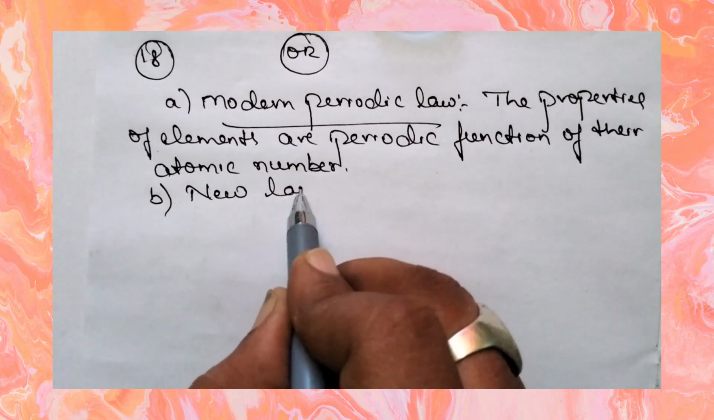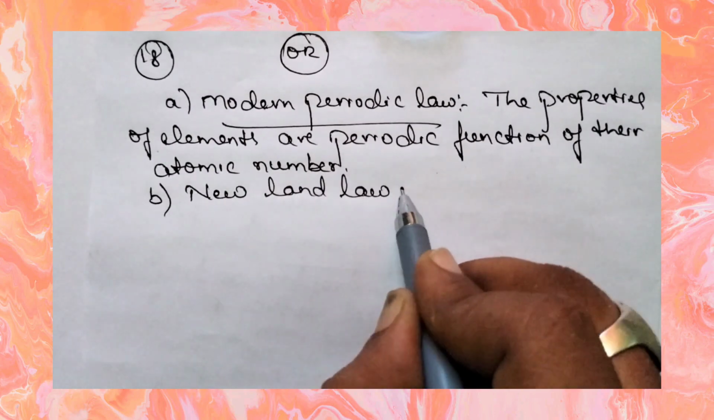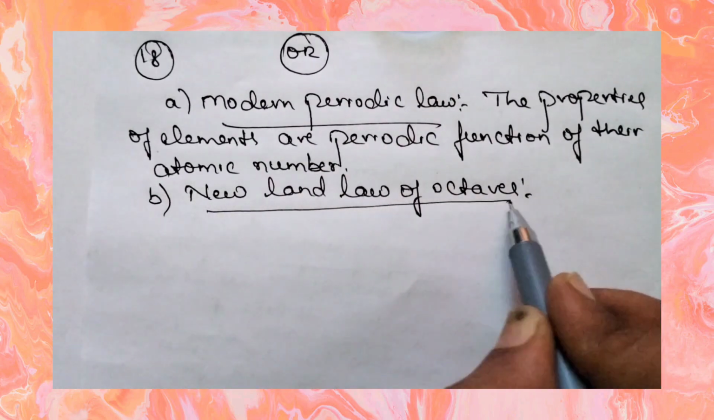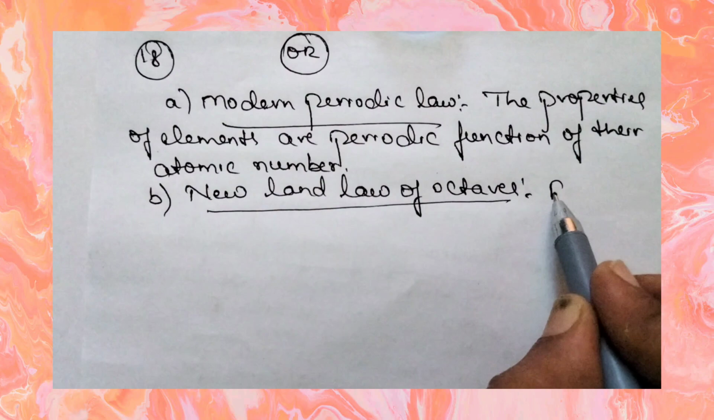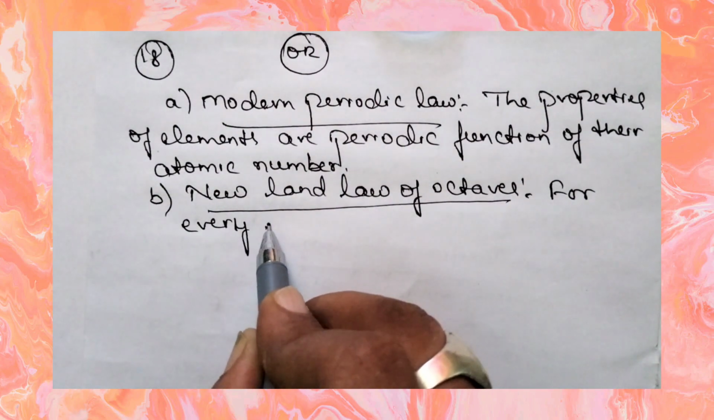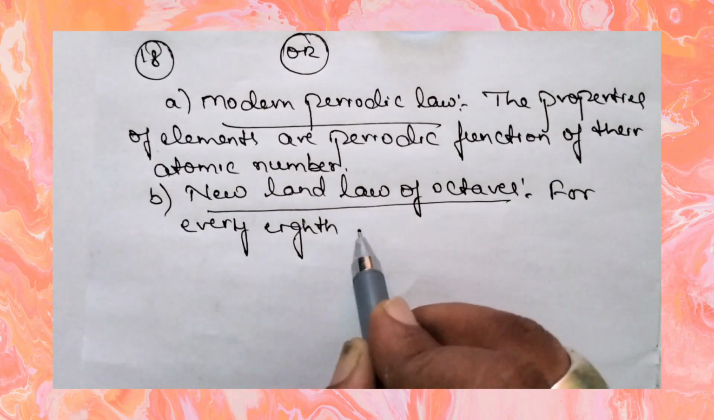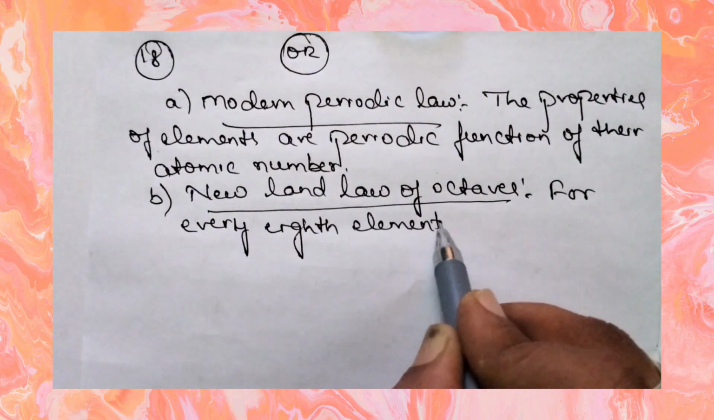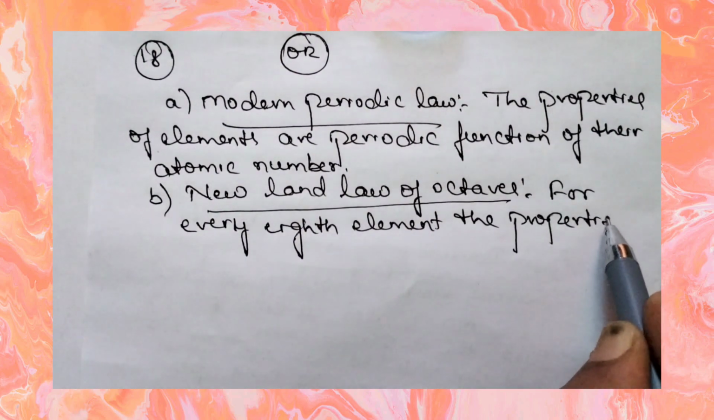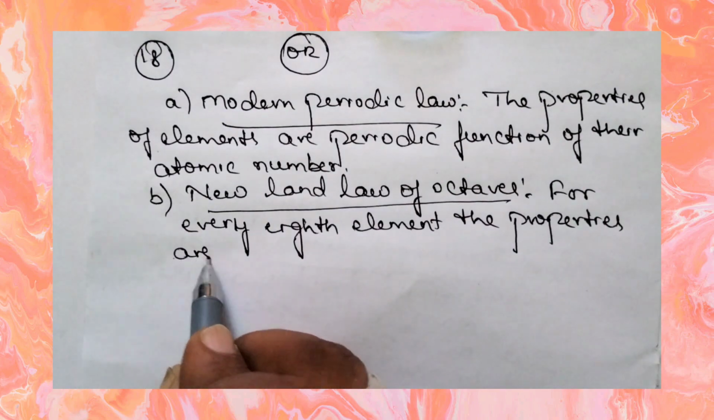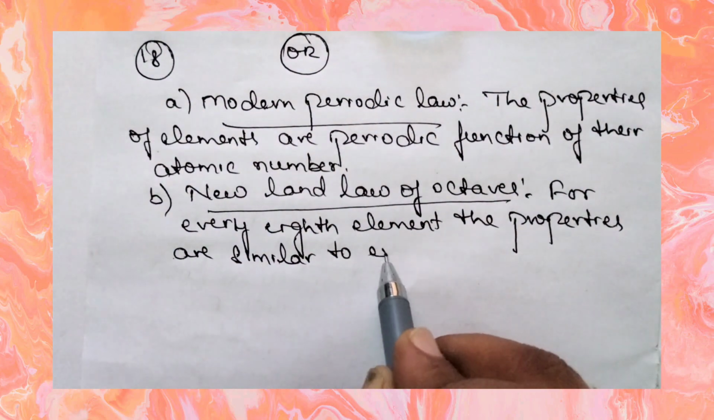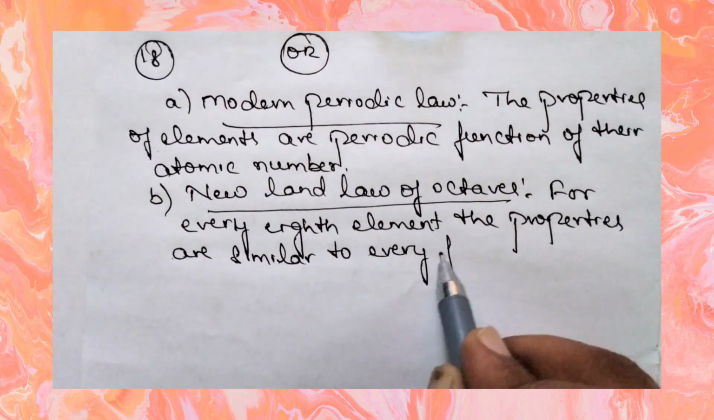Next, Newland law of octaves. So what does the Newland law of octave state? Newland law of octave states that for every eighth element, the properties are similar to every first element.